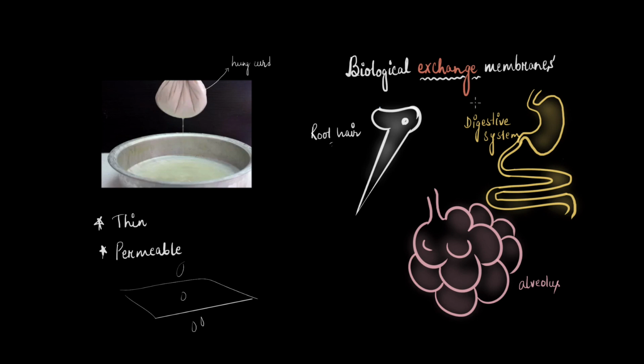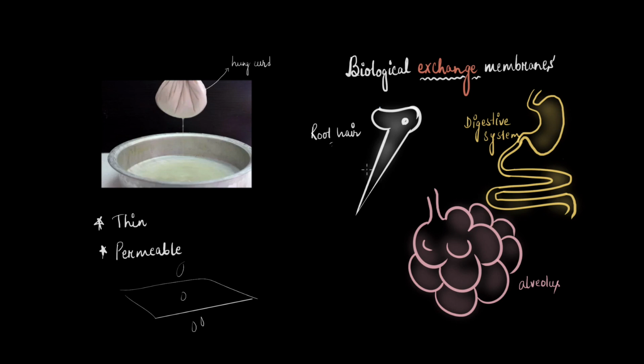Exchange membranes because these membranes are the ones through which some kind of exchange happens, either of gases, nutrients, some kind of fluid, something goes in or goes out of these membranes. Okay, that's why we call them the exchange membranes. And if something has to pass through these membranes, it has to be thin and it has to be permeable. We will all agree to that now, right?